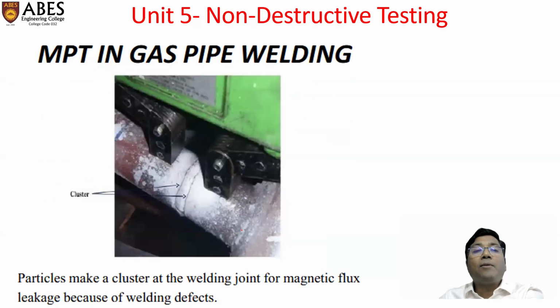So we can see magnetic particle testing in gas pipe welding. This cluster of magnetic particles is indicating that there is a leak or a crack in the joint or in the weldment. There is a crack at the C. So particles make a cluster at the welding joint for magnetic flux leakage because of welding defects.